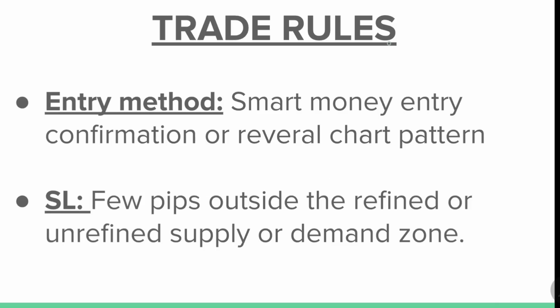Now your stop loss: you're putting your stop loss a few pips outside the refined zone, or unrefined zone, or demand zone. I've already showed you on the chart. That's where you're putting your stop loss: above the supply zone that you saw on the lower time frame, or below the demand zone that you saw on the lower time frame.